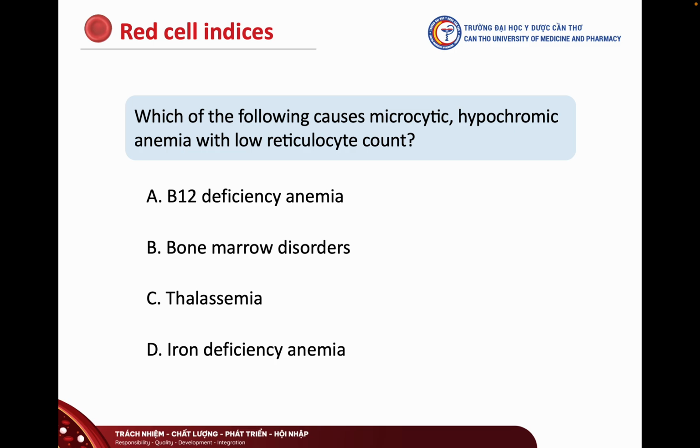And now let's walk through this. First, microcytic hypochromic anemia tells us that the red cells are small and pale, meaning they are low in hemoglobin. That already helps us eliminate B12 deficiency, as well as the bone marrow disorders. Now, thalassemia does cause microcytic anemia, but the reticulocyte count is often normal or high because the bone marrow is trying to compensate. So, our best answer here is D, iron deficiency anemia. It causes microcytic hypochromic anemia with a low reticulocyte count because there isn't enough iron to support new red cell production.